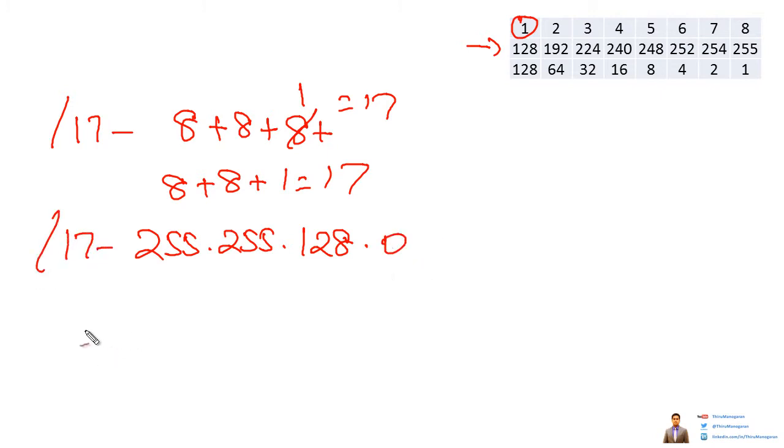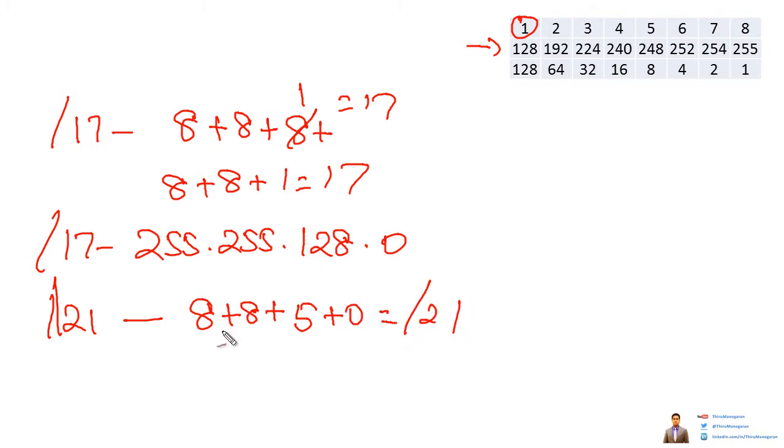This is for /17. So let's do /21. How can we write this? 8 plus 8 plus 5 plus 0 makes /21, right? If 8 bits are on, it's 255. So 255.255, and 5 bits here. What is the value for 5 bits? 248. So 255.255.248.0. This is for /21.